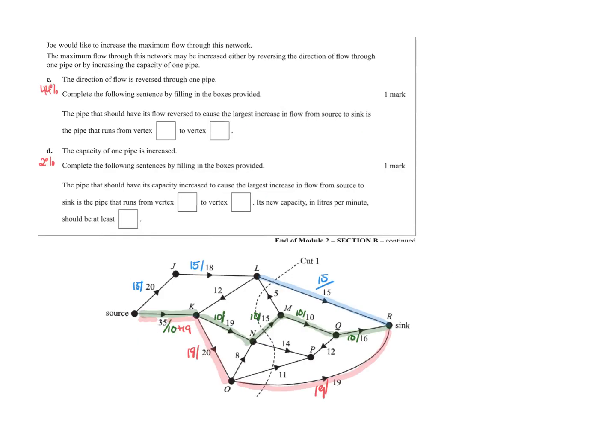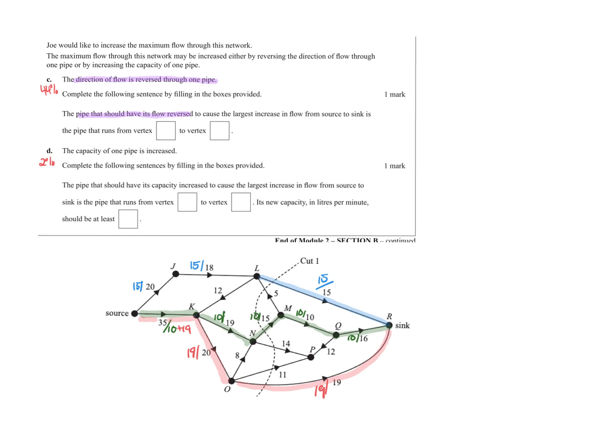Okay, Joe would like to increase the maximum flow through the network. The maximum flow through the network may be increased by reversing the direction of flow through one pipe or increasing the capacity. The direction of flow is reversed through one pipe. Complete the following sentence by filling in the boxes. The pipe that should have its flow reversed is to cause the largest increase in flow from source to sink.